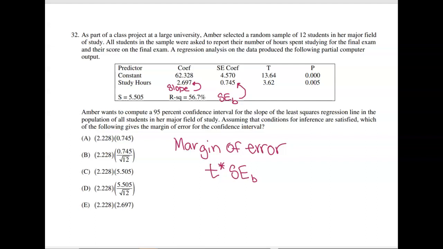Okay, if you look at our answer choices, all of the critical values are going to be 2.228. The difference is we need to know what our standard error of the slope is, and really, guys, we get it straight from that printout. It's that 0.745. So in this case, our answer is just going to be A.